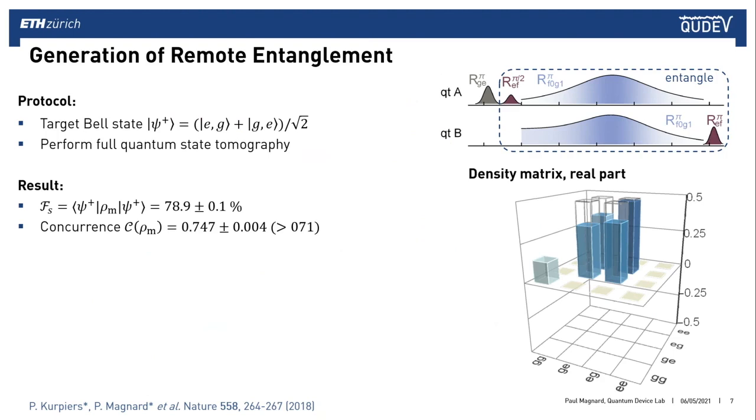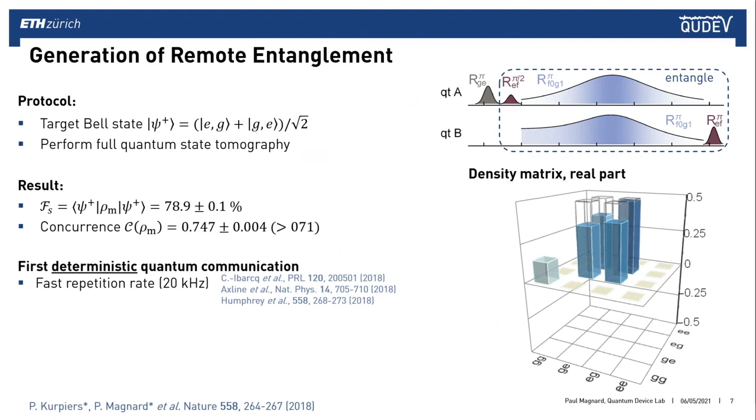This work, together with two other experiments using superconducting circuits and another one using NV sensors, was the first one to demonstrate the deterministic delivery of entangled states between remote systems. And this is an essential criterion for quantum networks. In addition, in this work, we generate entangled states at a rate of 20 kilohertz, about four orders of magnitude faster than schemes involving optical photons.